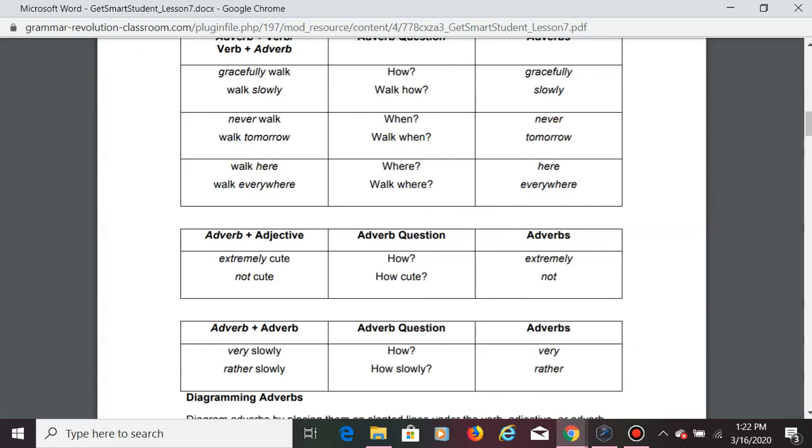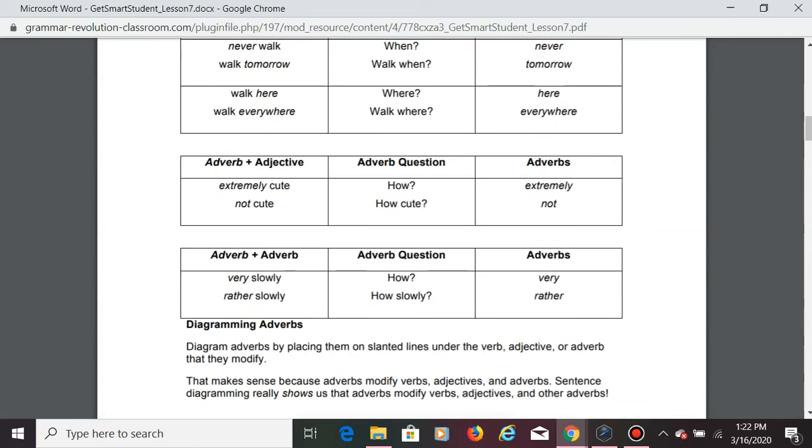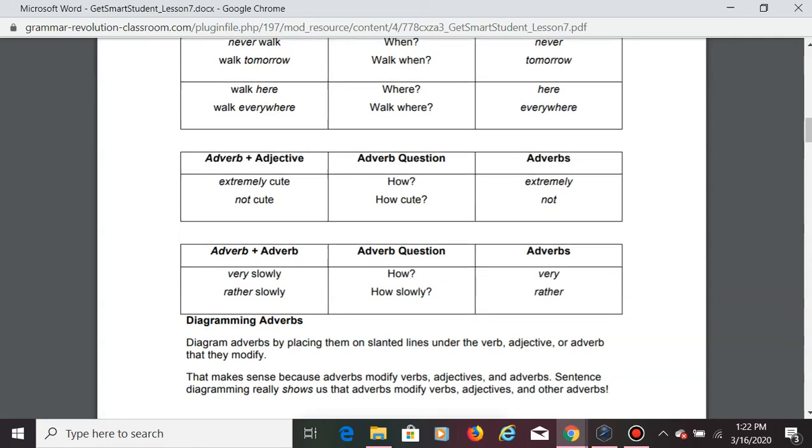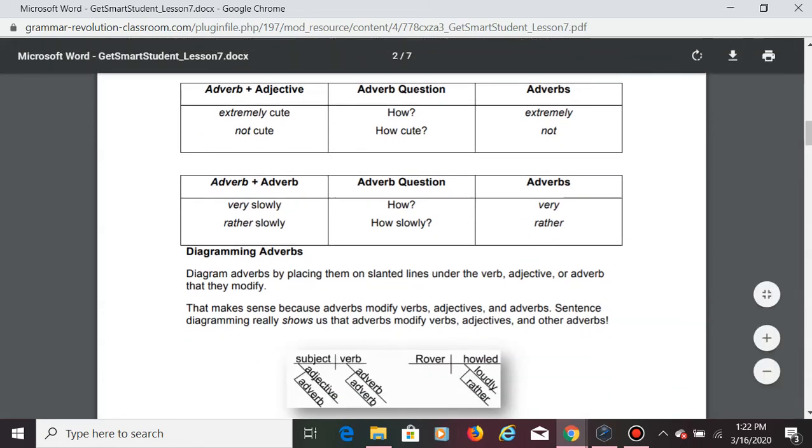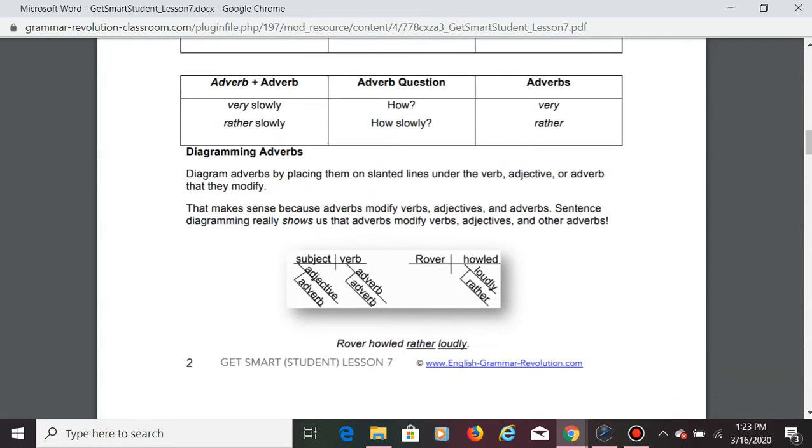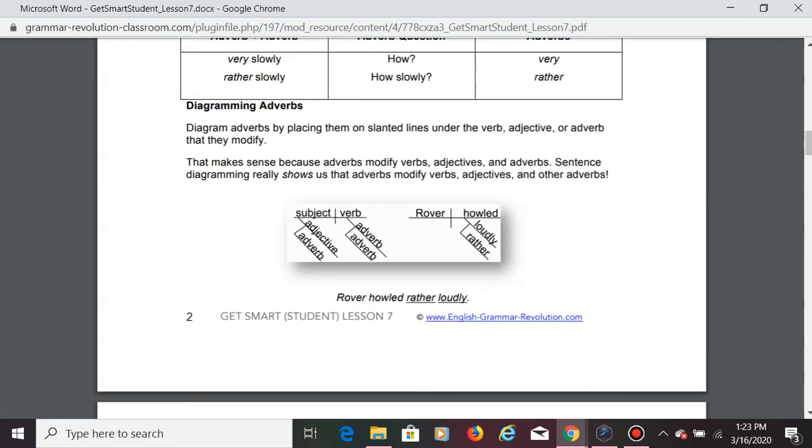Extremely cute. How cute? Extremely cute. Not cute. How cute? Not cute. Very slowly. How slowly? Very slowly. Rather slowly. Rather is our adverb. Remember that adverbs can modify adjectives, other adverbs, and verbs.